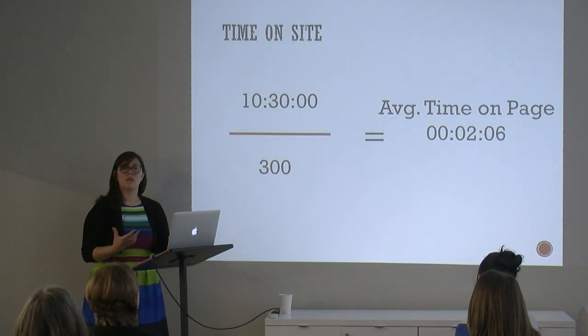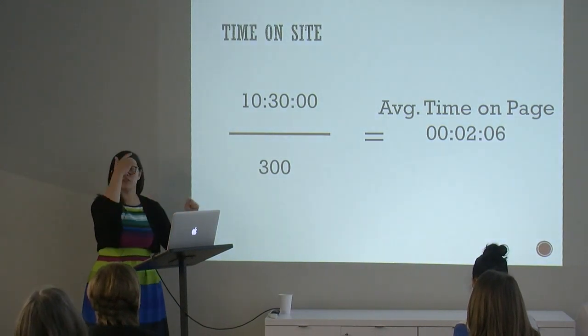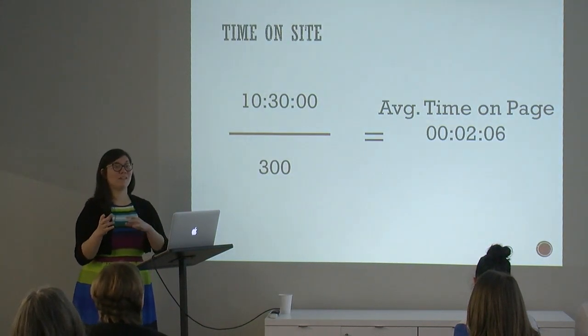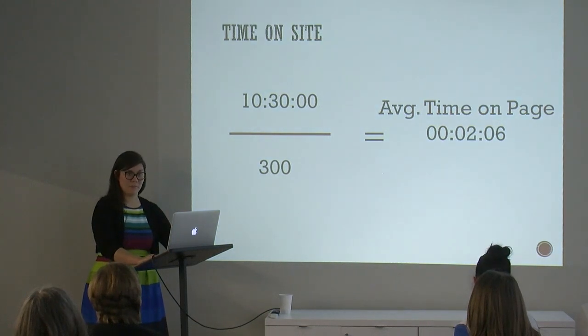So do you really want to include all those bounces in your denominator? Maybe, maybe not. We'll actually go through a different calculation of this because there's another time on metric that's calculated very differently from this, which is incredibly confusing.